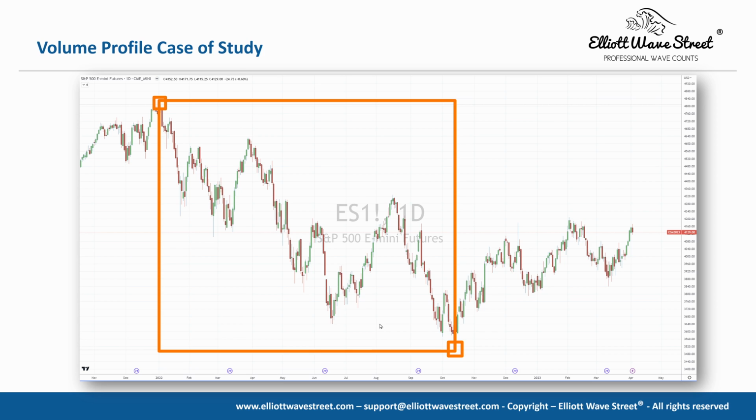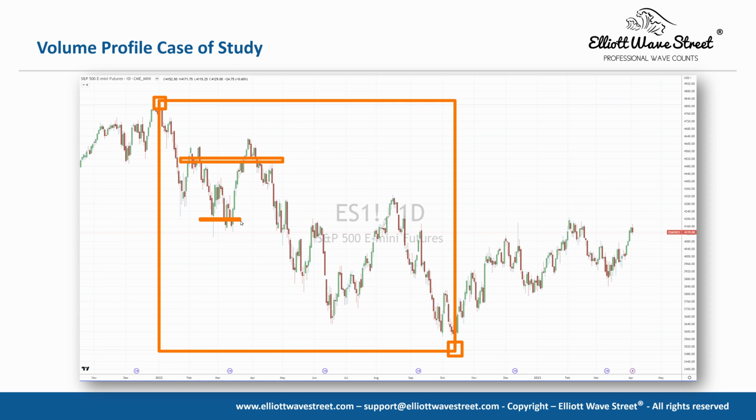Without adding the tool, I want to show you something interesting. We can start guessing where the point of control is going to be. Remember, the point of control is the place where most price was traded in terms of time. So, for example, this area is important. This is a key area. A lot of price was trading there.